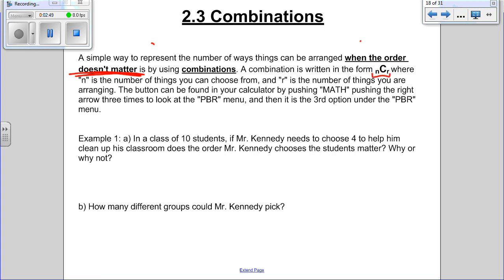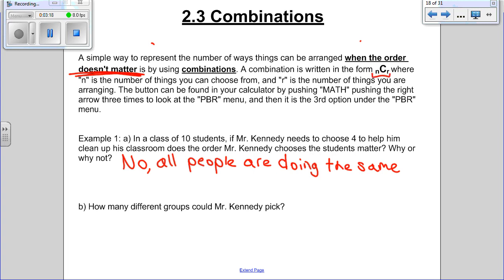Order didn't matter. So in this situation, does the order matter? No. And the reason it doesn't matter is because all the people are still doing the same thing no matter where they were picked. That's how I'm going to describe it, but you use your own words: all people are doing the same thing no matter when they were picked.